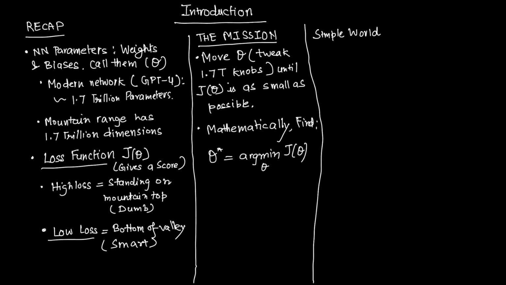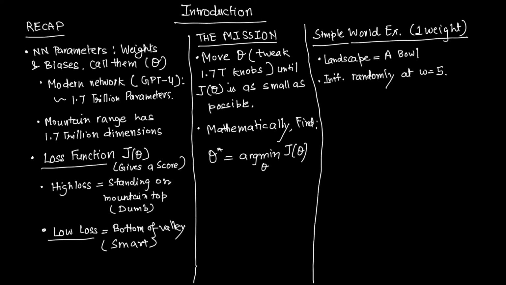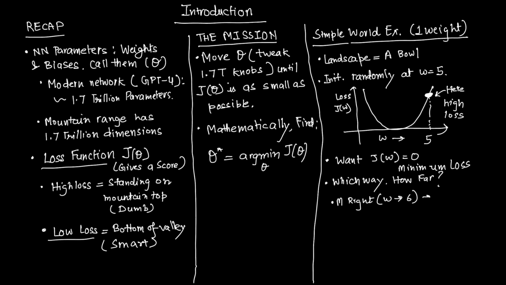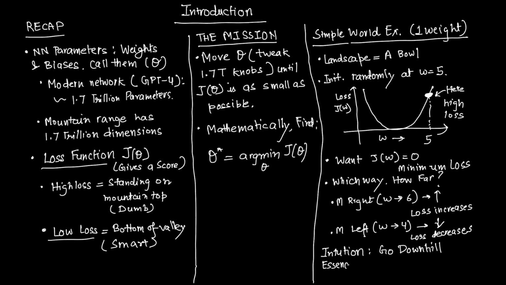In a simple world with one weight, the landscape looks like a bowl. Let's say we initialize our weight randomly at w equals 5. We are here. The loss is high. We want to get to w equals 0, where the loss is minimum. The question is, which way do we move and how far? If we move right, or increase w to 6, we go up the hill. Loss increases. Bad. If we move left, or decrease w to 4, we go down the hill. Loss decreases. Good. This intuition, go downhill, is the essence of gradient descent.